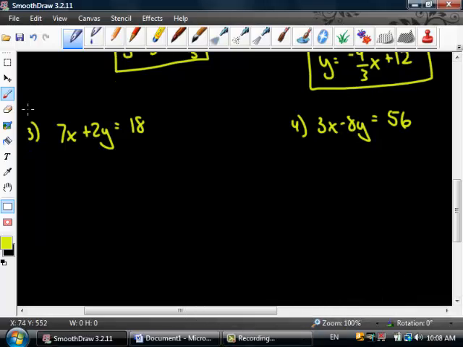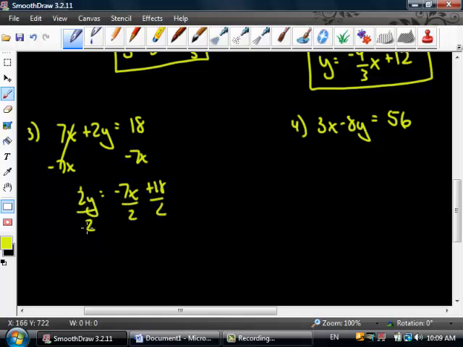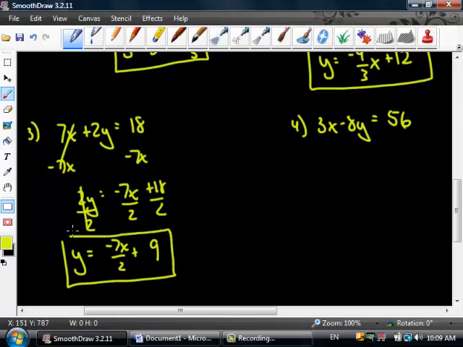Number 3, I'm going to subtract 7x from both sides. I've got 2y equals negative 7x plus 18. Divide both sides by 2, and everything by 2. We've got negative 7x over 2 plus 9. Raise your hands if you got that for number 3. Negative 7 over 2 x plus 9. Sorry. Good. Good.